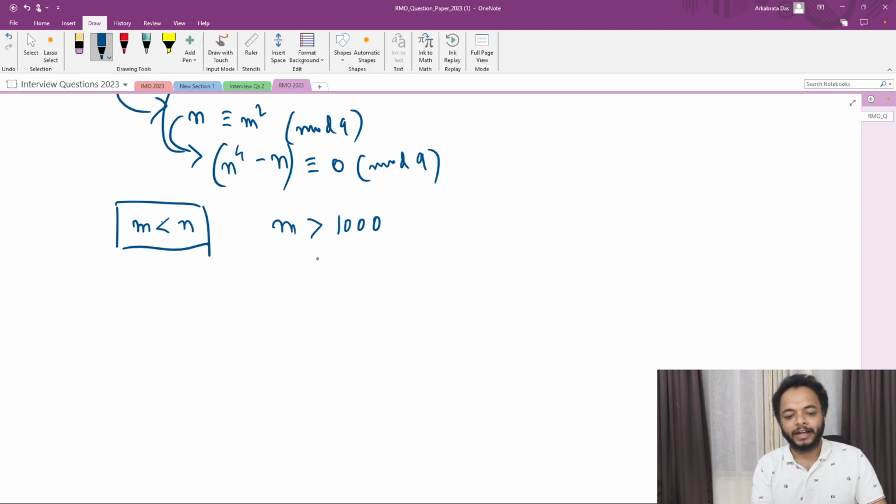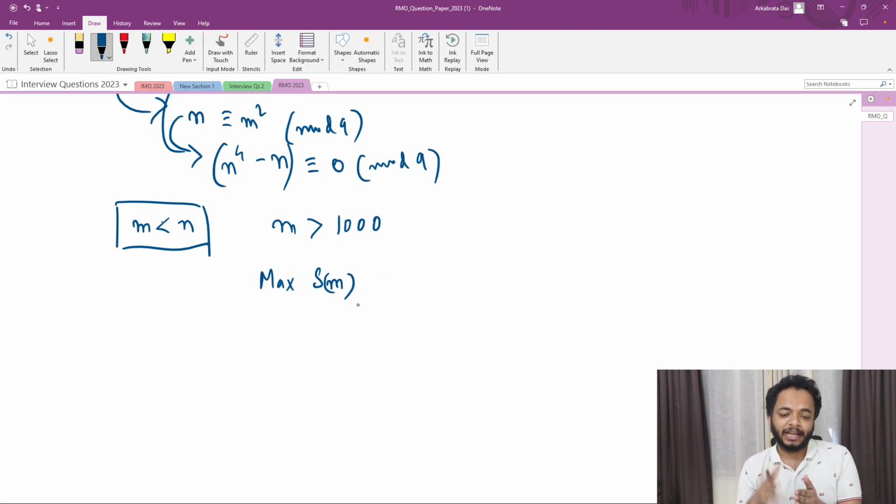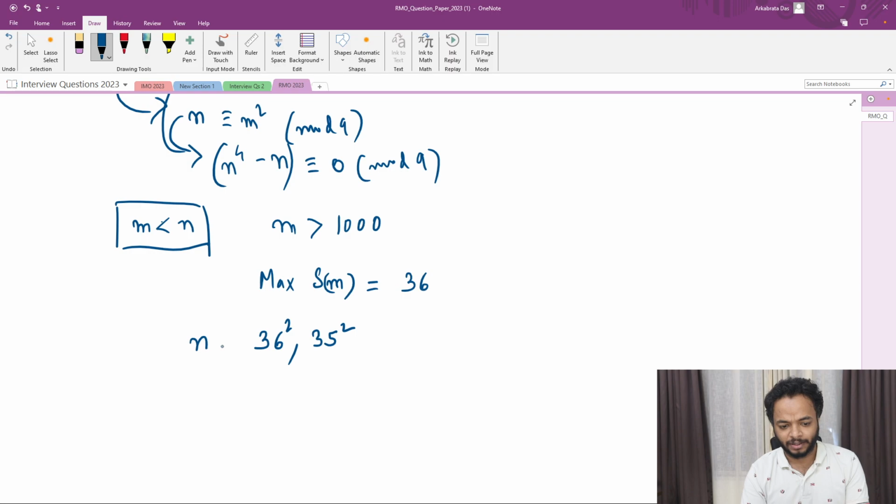So how? Try to think that if m is a 4-digit number, and I know m, how do I get n? That is the sum of the digits of m, then square it, right? So now try to think what is the maximum Sm. That is basically 9 plus 9 plus 9 plus 9, which is 36. So now whatever n is, it's like either 36 square or 35 square, whatever.